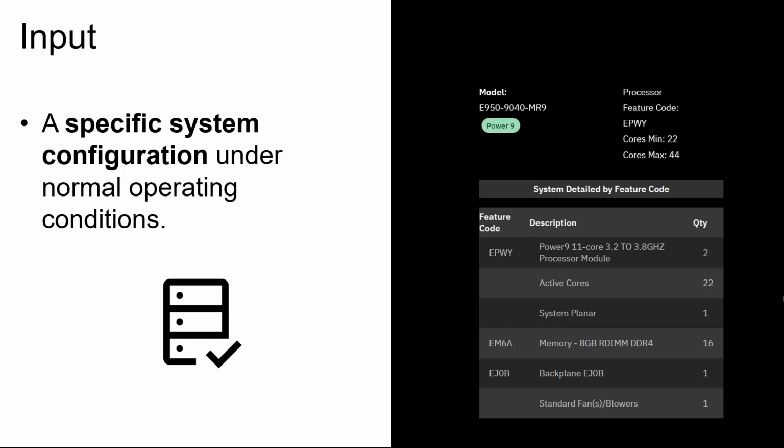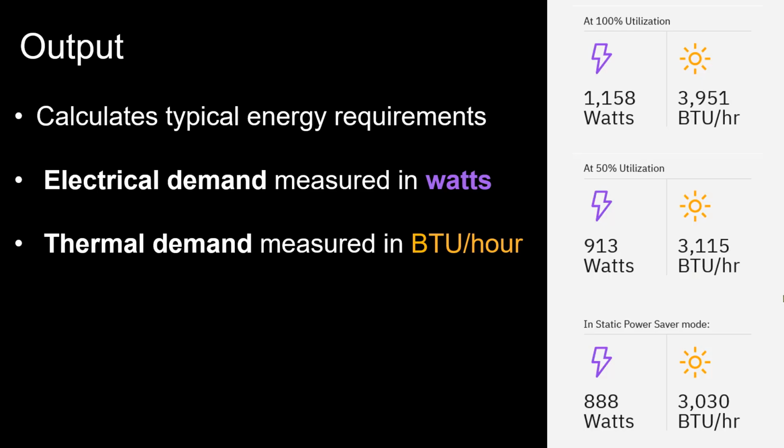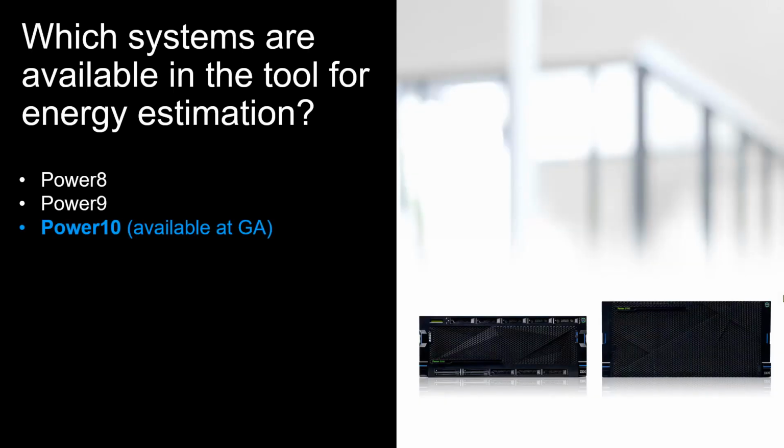The energy estimator calculates the selected configuration based on predefined measurements for server models and feature codes, thus providing the output or energy estimation results. The tool provides the estimated energy in units of watts and BTU per hour. Watts is the common unit for describing power consumption as heat output. BTU per hour is frequently used for estimating cooling requirements. On the right of your screen is a snapshot of how the output or results are displayed. The current version of the energy estimator only supports estimations for power rate and above.